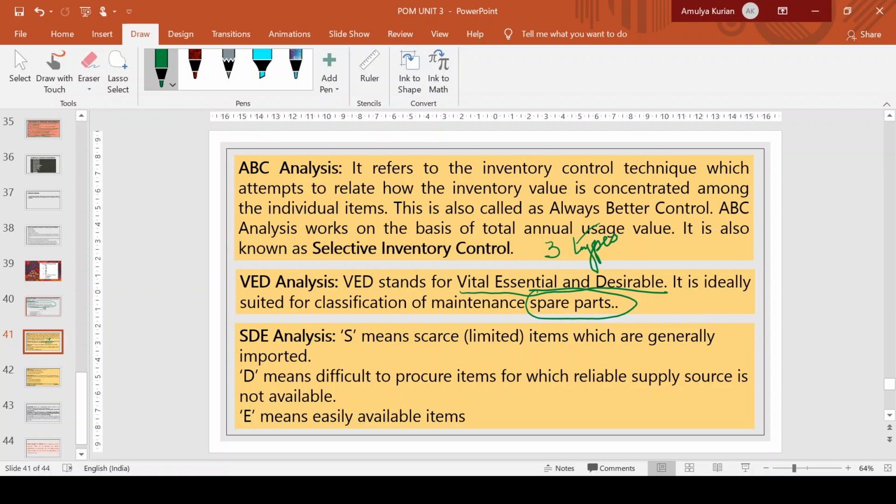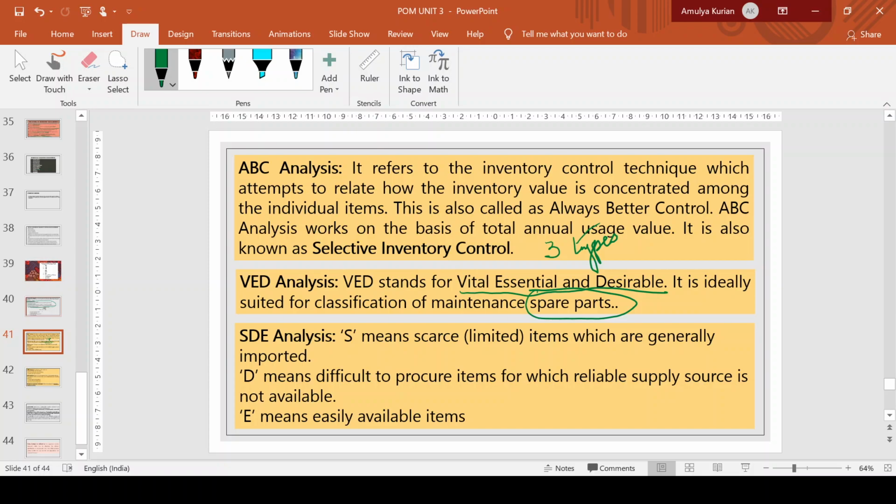The full form of SDE is scarce, difficult, and easily available. So this is mainly for the raw materials again. Scarce means the items which need to be imported or which are not available in the local market. D means difficult. It is difficult to procure items for which a reliable supply source is not available. And E is easily available.